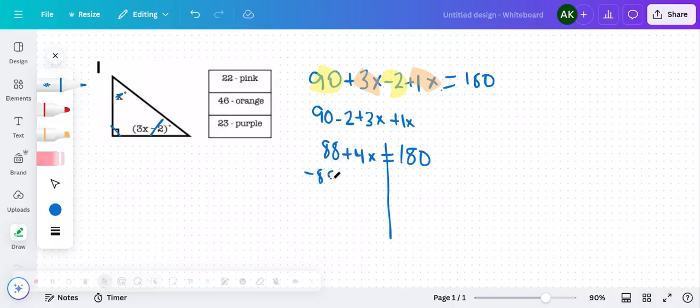So subtract 88 from both sides. And these will cancel out, their additive inverses. That gets us 4x equals 92. And the operation happening between 4 and x is multiplication, so we will divide that out.